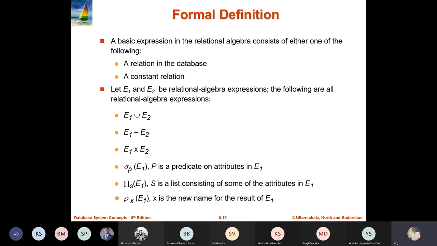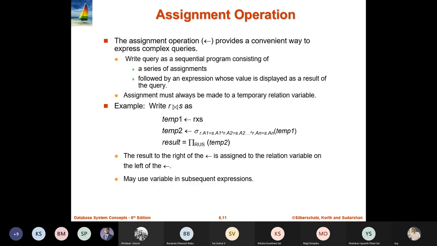These are formal definitions. Other than this, we have assignment operations, which provide a convenient way to express complex queries. We write a query as a sequential program consisting of a series of assignments followed by an expression whose value is displayed as the result of the query.